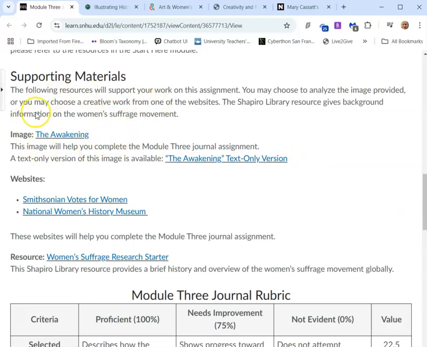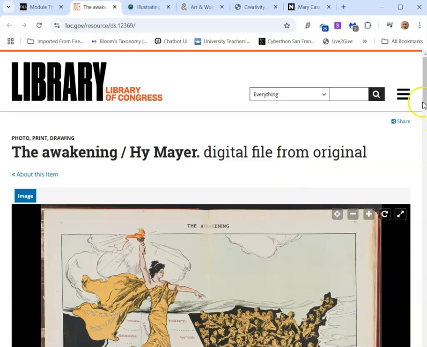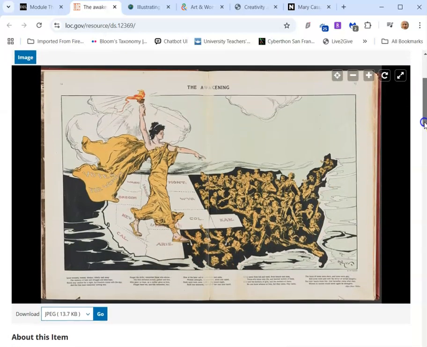It's called The Awakening. And I will open it for you so you can see it. It looks like this. Now, here's the thing. This is the one that they've given you. But I'm going to give you some more choices that I'm going to link in this announcement that you can use if you would like, if it speaks to you more.